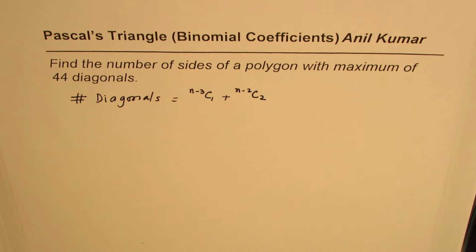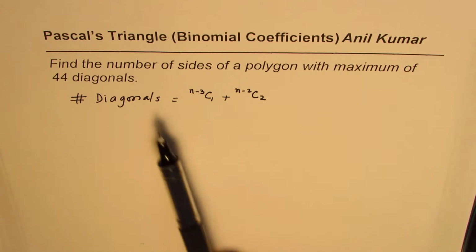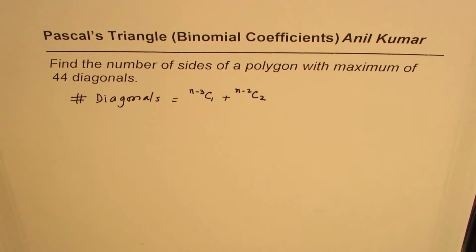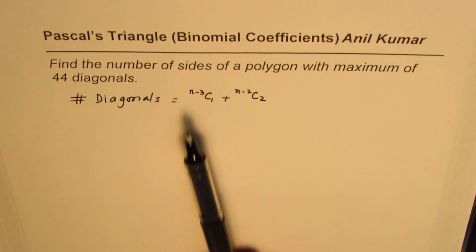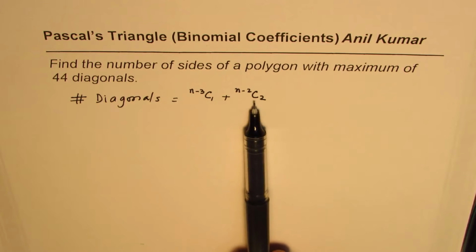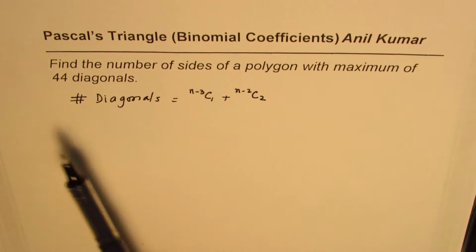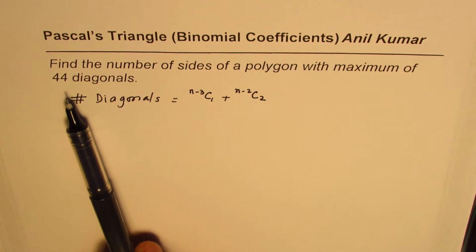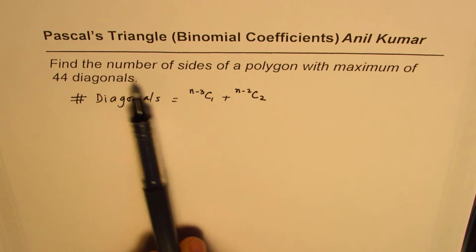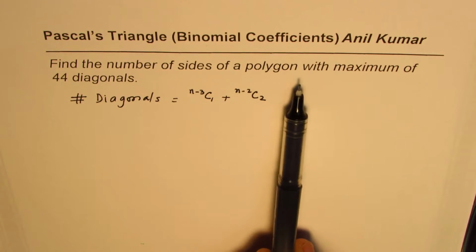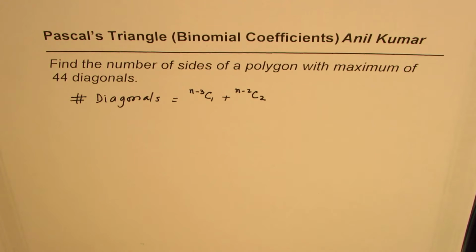We found it using the Pascal's triangle, right? I'll provide you with a link on the same. Now we'll use this formula to actually find the solution of this particular question. In case you are not aware of this result, please follow the link. Okay, so let's read the question once again. It says, find the number of sides of a polygon with maximum of 44 diagonals.